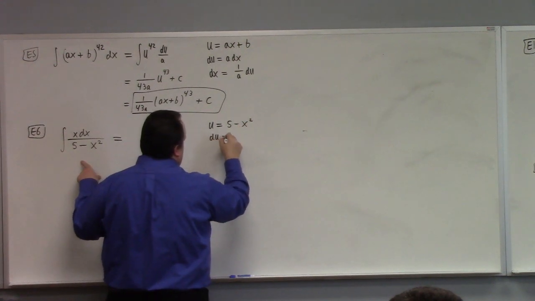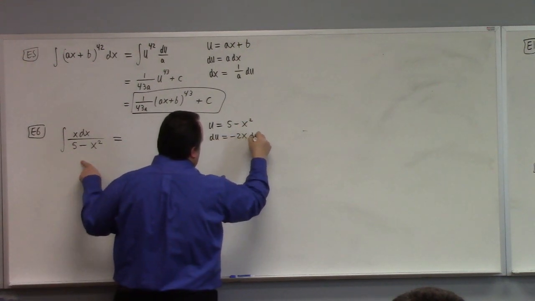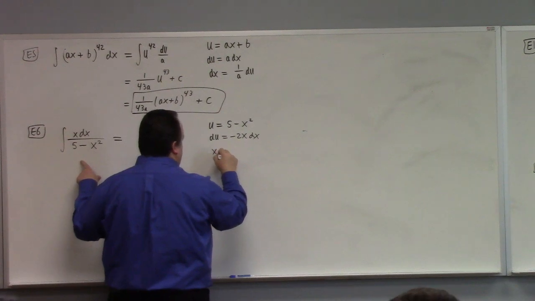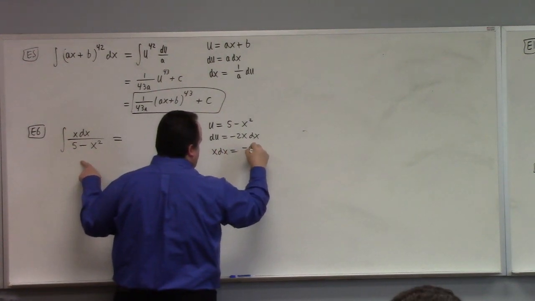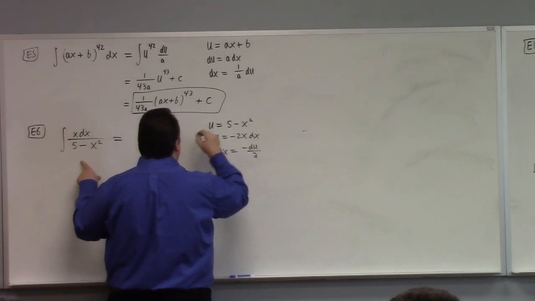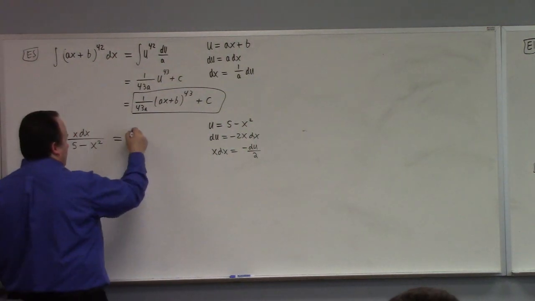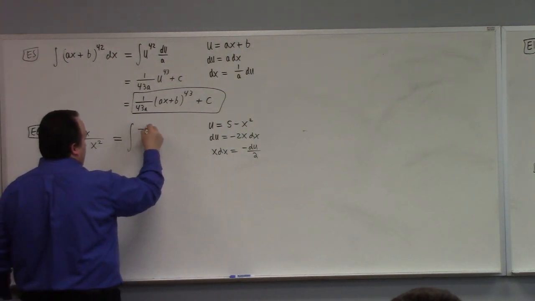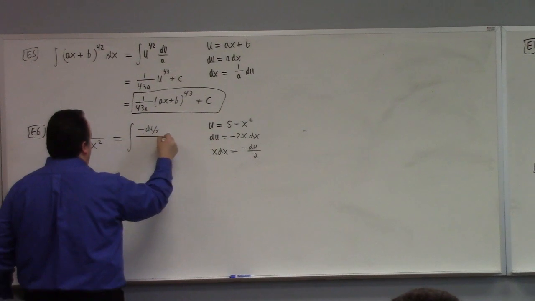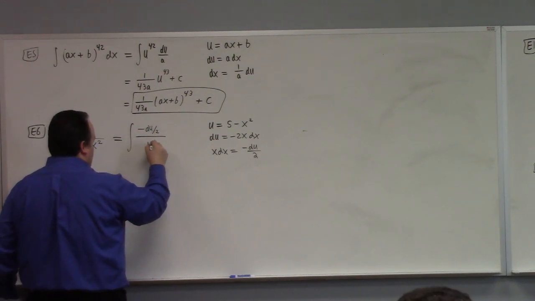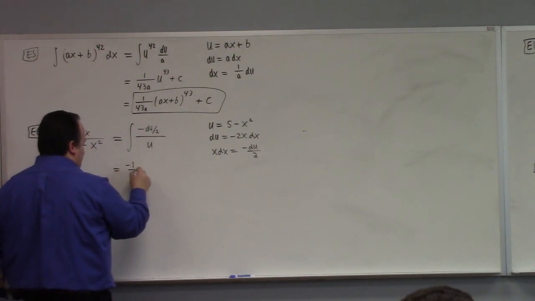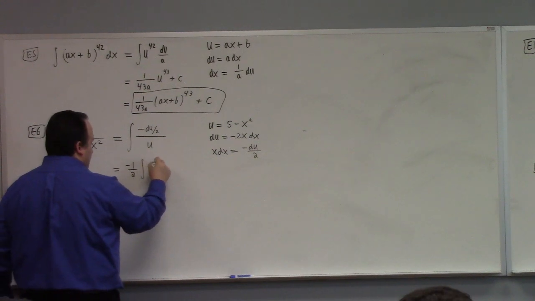That gives me du is minus 2x dx, which gives me that x dx is actually equal to minus du over 2. So I've got myself an integral of minus du over 2 all divided by, well, u. In other words, I've got minus 1 over 2 times the integral of du over u.